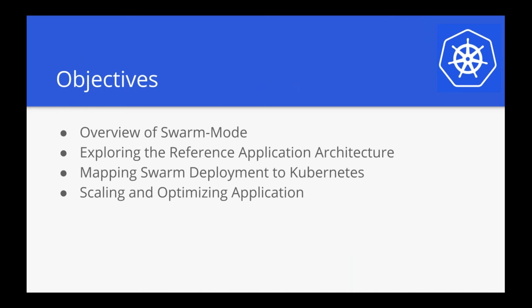So getting into a review of what we're going to cover. In this presentation, we're going to go over what is available in Swarm mode, which is the new feature provided in the Docker engine for doing native clustering of Docker containers. We'll go into an example reference architecture of an application running on Swarm, and then re-architect and deploy it on Kubernetes, and see how all the transitions and migration components work. And then we'll actually scale and optimize that application in Kubernetes itself.